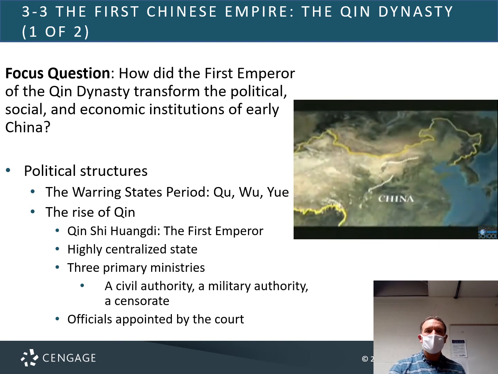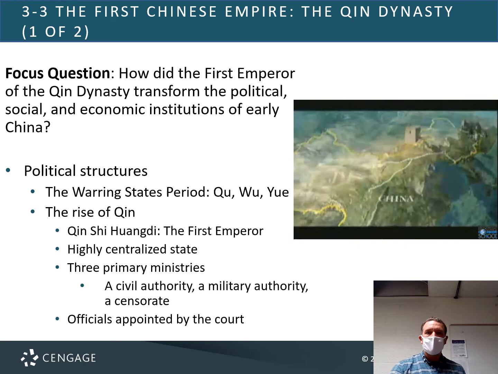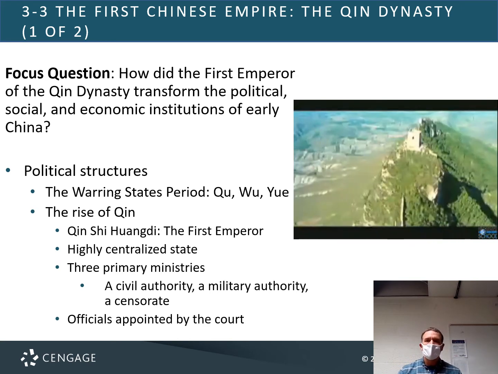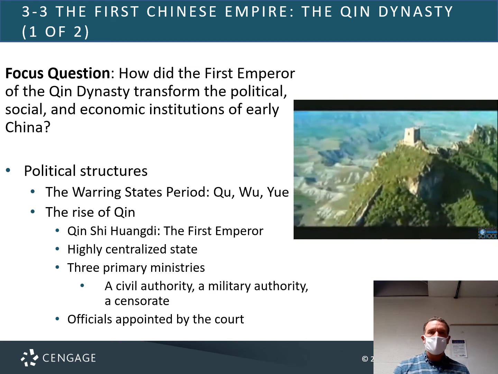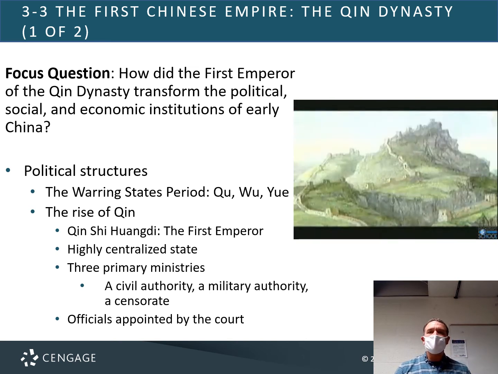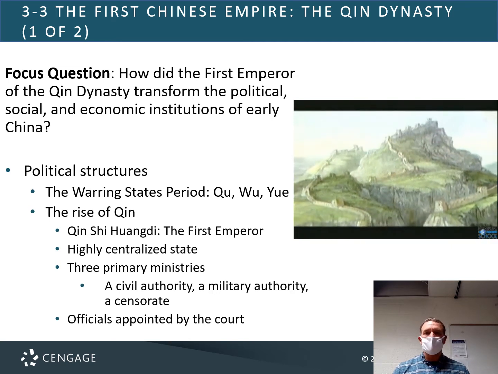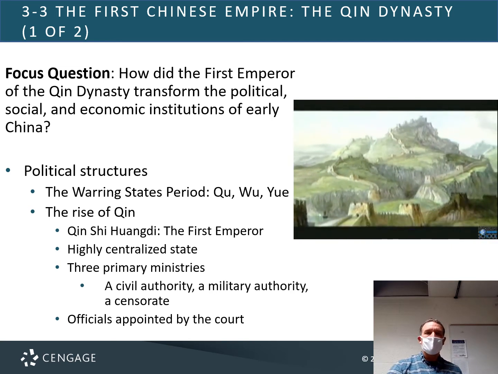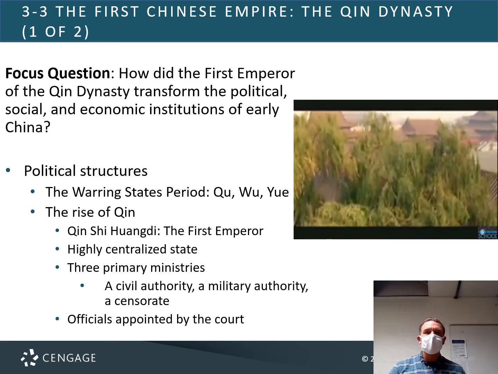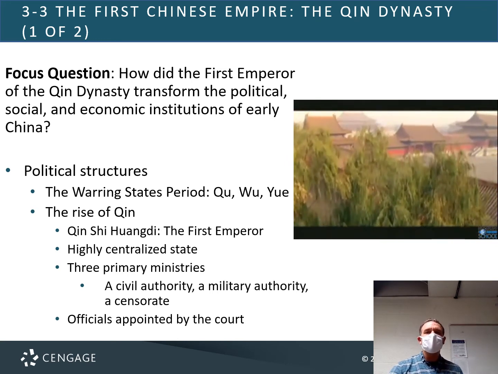The Qin was a highly centralized state with three ministries: a civil authority, a military authority, and a censorate consisting of inspectors. This system became the basis for standard administrative procedure in future dynasties. Government officials were promoted based on merit by the court and were subject to dismissal at the emperor's whim.